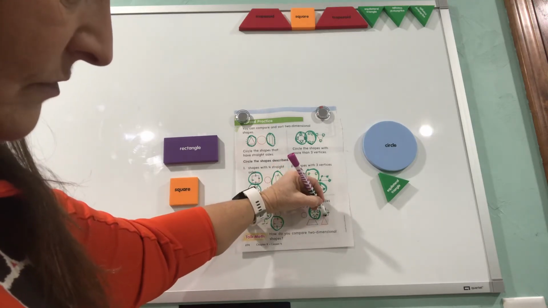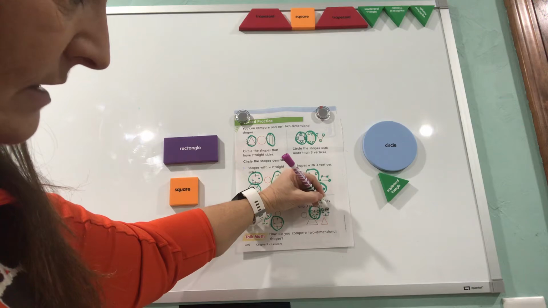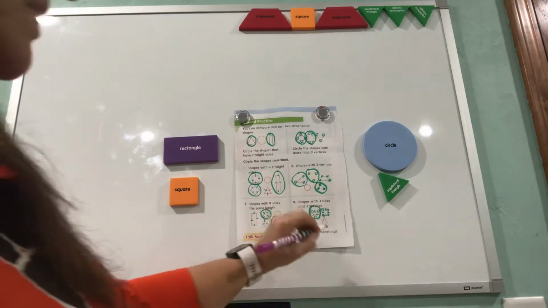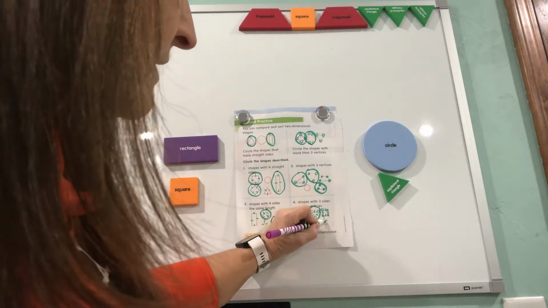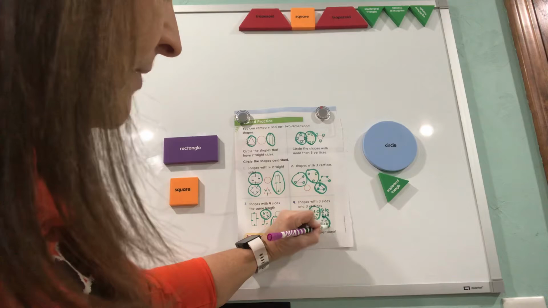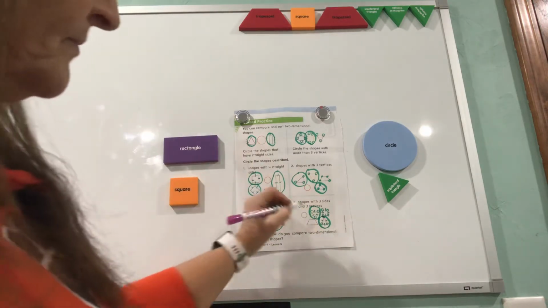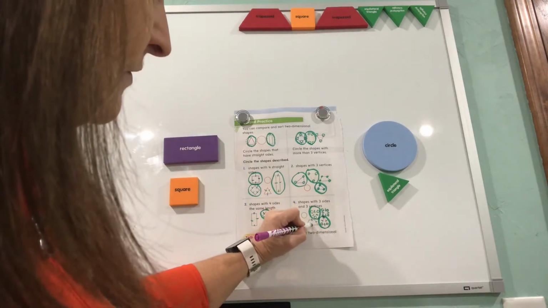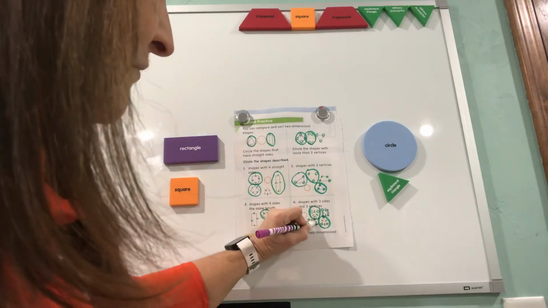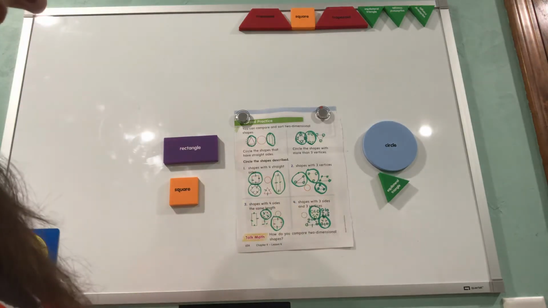1, 2, 3, 4 sides. 1, 2, 3, 4 vertices. Nope, not going to circle that one. 1, 2, 3 sides. 1, 2, 3 vertices. Yep, I'm going to circle that one. 1, 2, 3, 4 sides. 1, 2, 3, 4 vertices. Nope, I'm not going to circle that one.